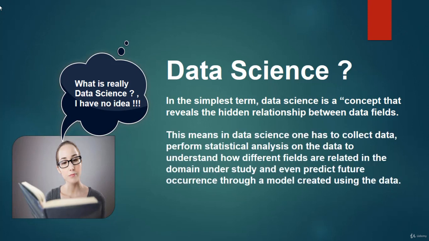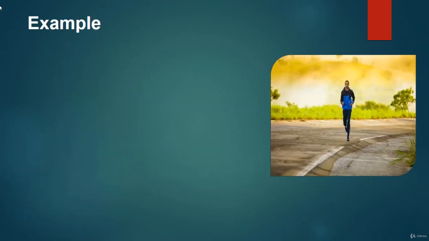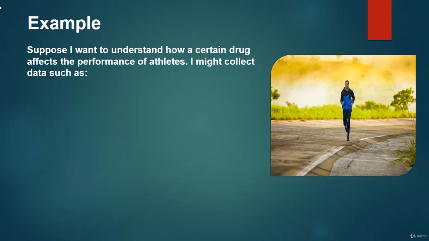So what it means is that in data science, one has to collect data and perform statistical analysis on the data in order to understand how these different fields are related in the domain under study, and then even predict future occurrence through what we call a model which has been created using this data. So let us see an example for us to understand how this applies.